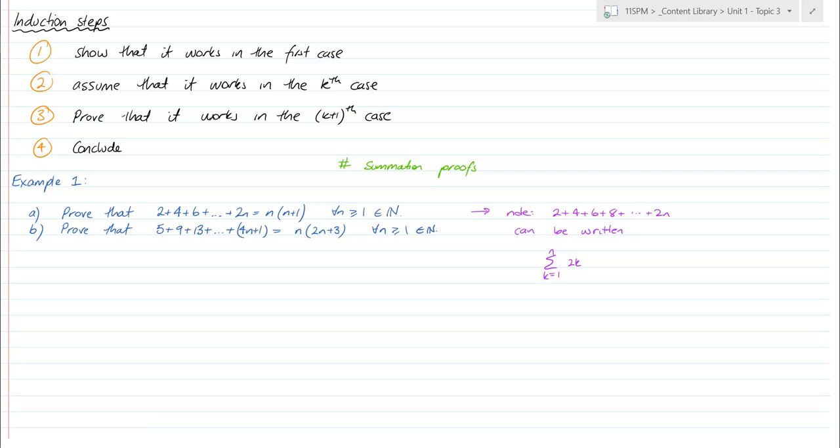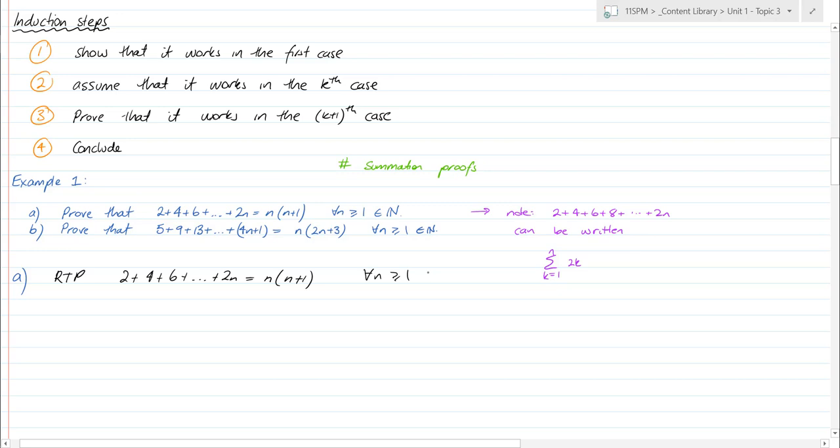So let's have a look at example 1, question A. We are required to prove that 2 plus 4 plus 6 plus ... plus 2n is always equal to n times n plus 1. That's what we're trying to prove here. And this is for all n greater than or equal to 1 existing in the natural numbers.